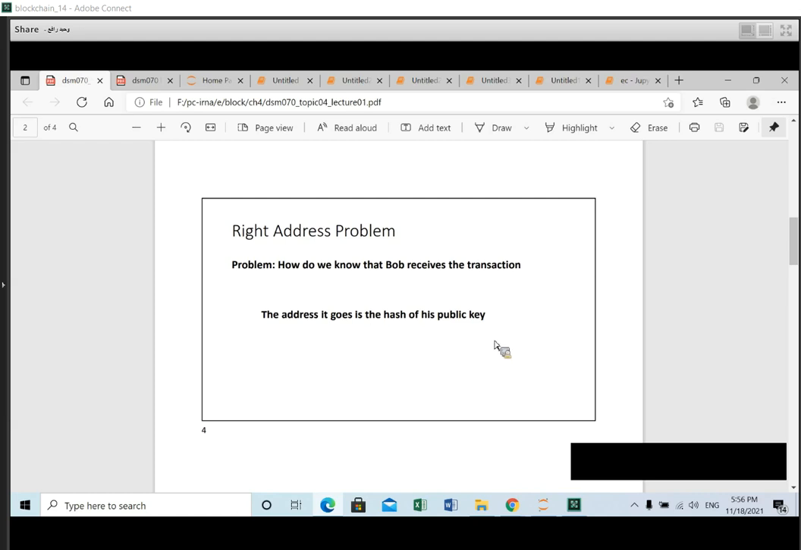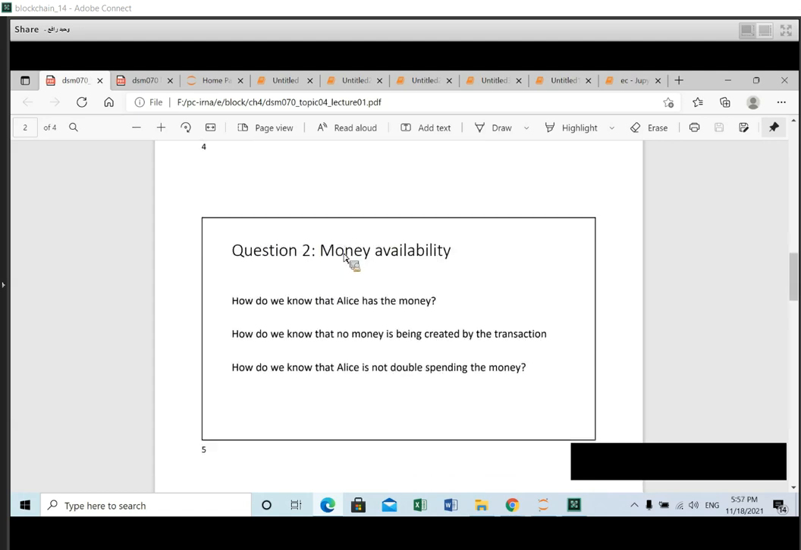Right address problem. How do we know that Bob received the transaction? It's a simple question, because the address is the hash of his public key. Again, I showed you. Every address is the hash of the public key of a person, okay? So since we have the address of the recipient, we are sure that Bob, the recipient, will receive the transaction.